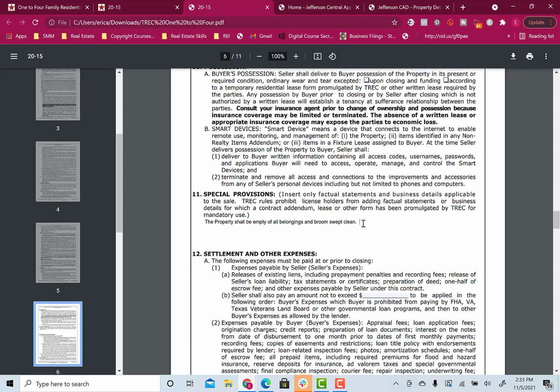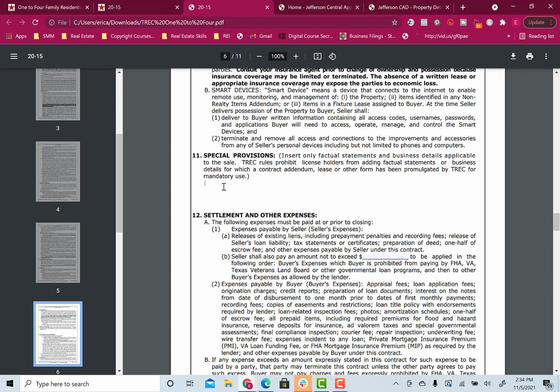Now, if they don't want to move everything, if this is a hoarder house or something like that, then there's a non-realty items section or addendum that you can fill out, or you could put that all belongings left on the property after closing shall be the property of the buyer. And so then you don't have anyone coming back trying to claim that they never vacated the premises.